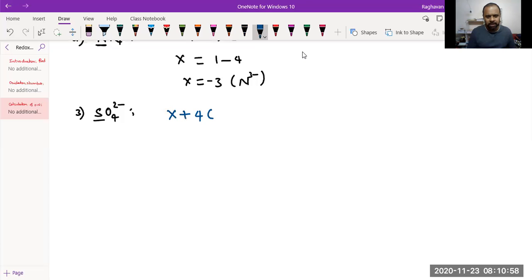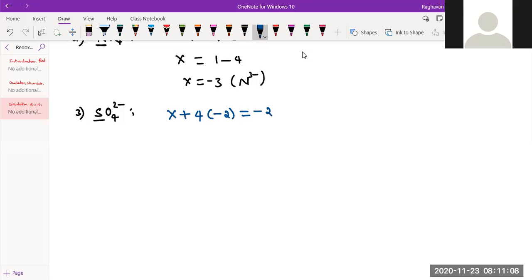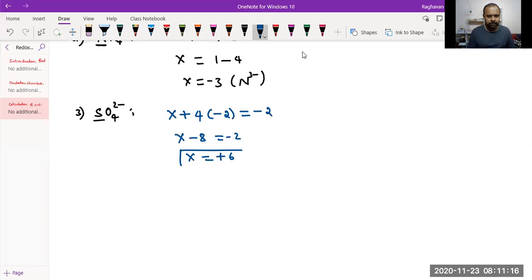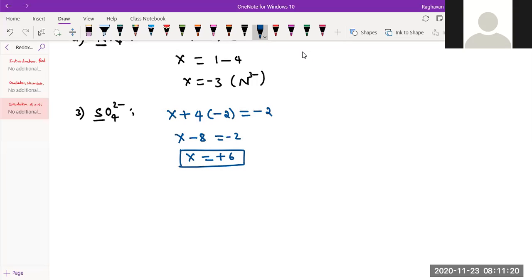4. What is the charge on each oxygen? -2. The sum of the charges must be equal to the charge on the ion. How much is the charge on the ion? -2. So X minus 8 is equal to -2. X is equal to 8? Pardon me? Yes, 6, sorry. X is equal to +6. So sulfur is +6.